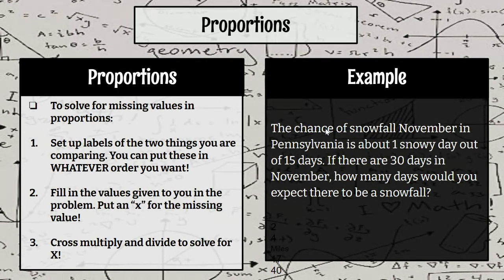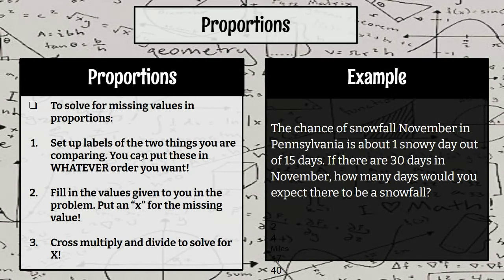Now, when you're given a proportion, you're going to be asked to solve for missing values. This may ring a bell with what we did with percentages at the start of the year. You can use proportions to set up comparisons to each other, fill in given values, and solve for missing values. When you're asked to do this, you have 3 steps. The first thing you're going to do is set up the labels of the two things that you're comparing. You're always going to be comparing two things. You know what you're comparing because they're the labels that are attached to the numbers. So first thing, set up your labels.